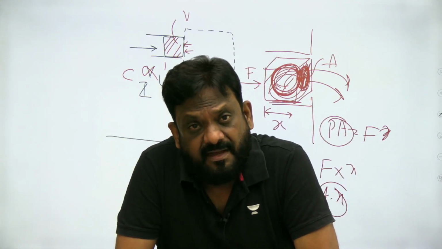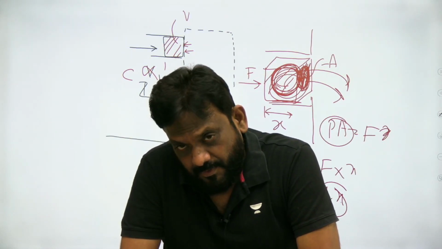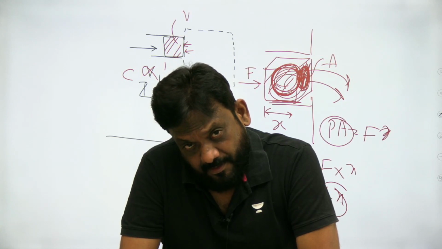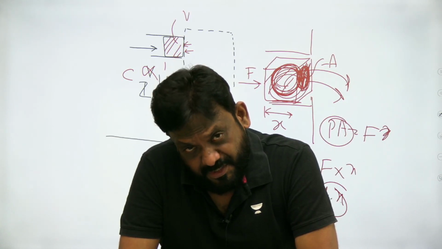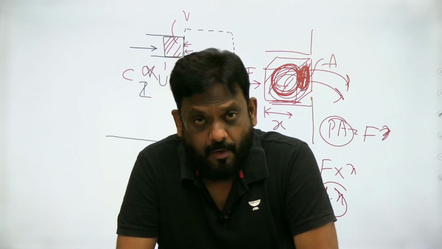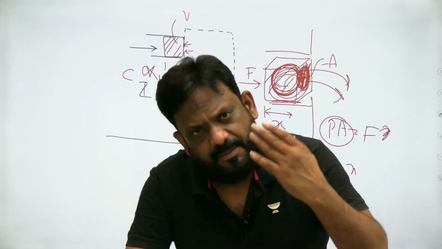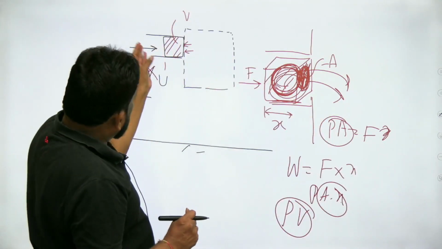Some people call it convected energy. Some people call it transport energy. And they say it is a property, because pressure is a property, volume is a property, and the combination of properties PV they call a property. We'll see that a little later. So flow work is a property. Therefore, PV is entering.